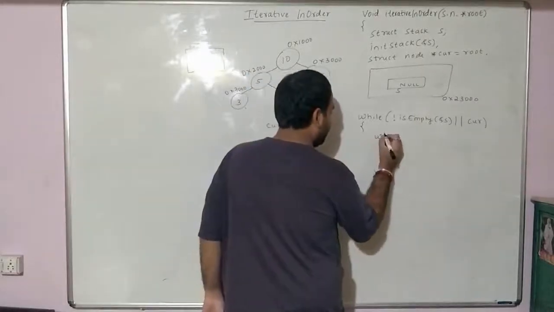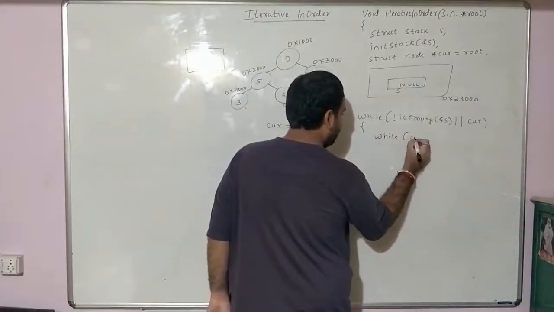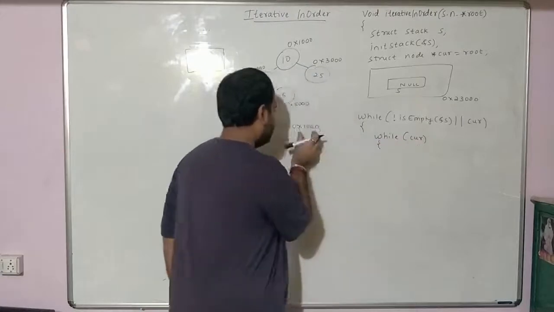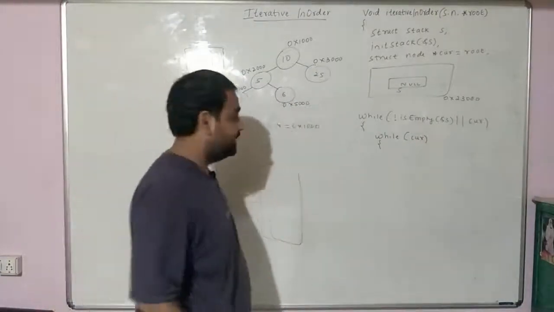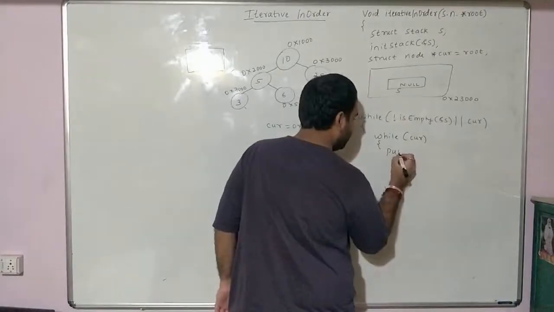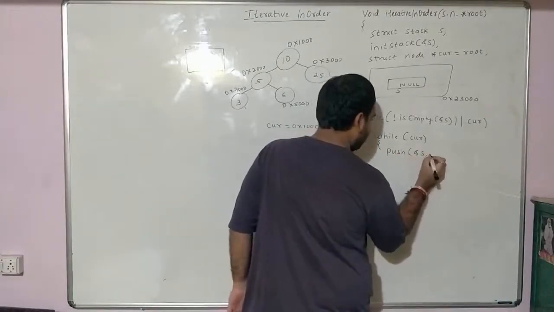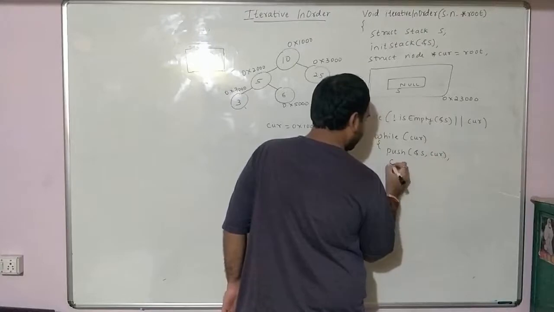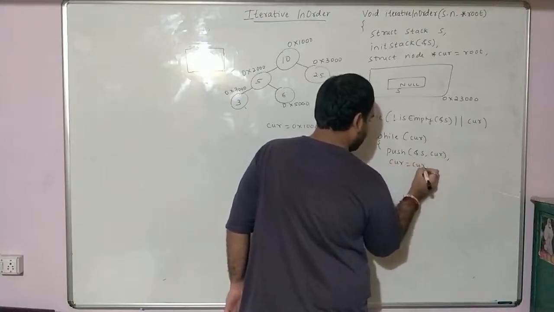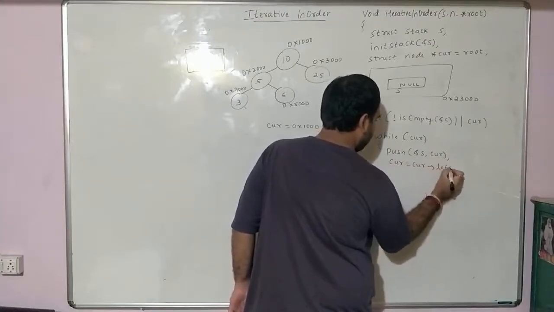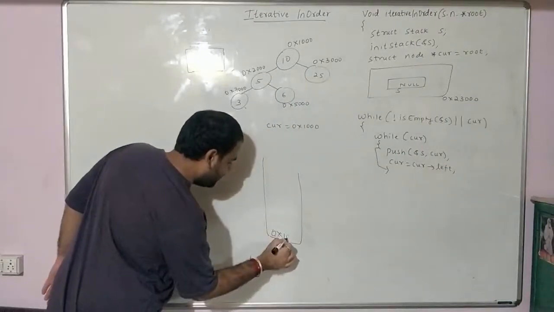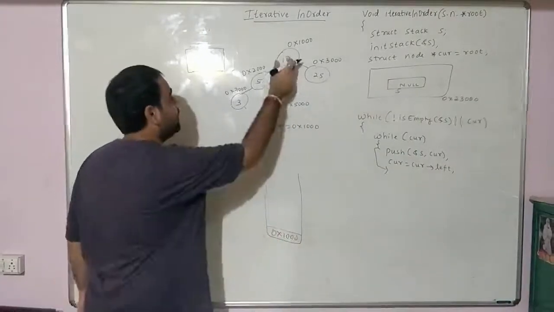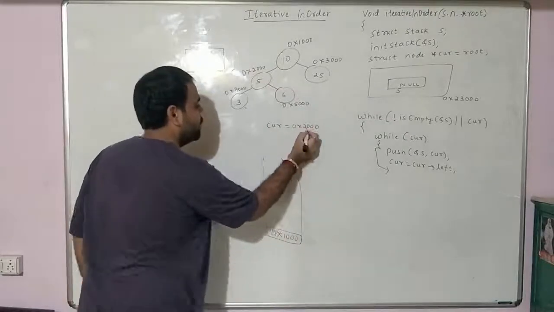Now what do we say? We say while current is not equal to null. Yes, current is not equal to null. Push the current and set current equal current arrow left. And what do we write over here? We say push ampersand s comma current, and current is equal current arrow left. Now when you push current, what is the value of current? The value of current is 1000, and you say current equal current arrow left. It is 2000. Go back.